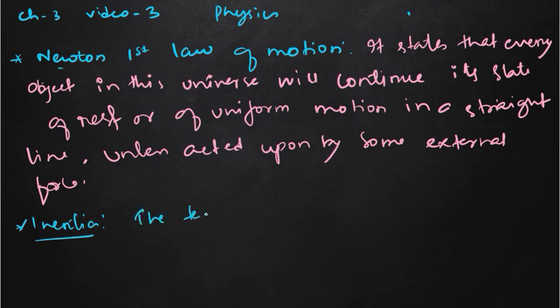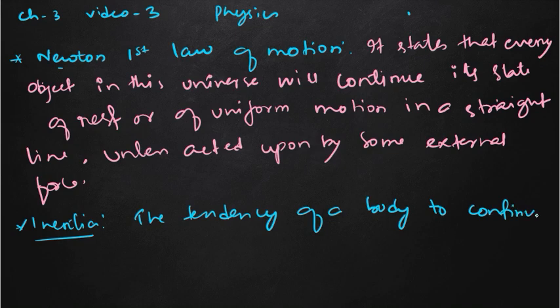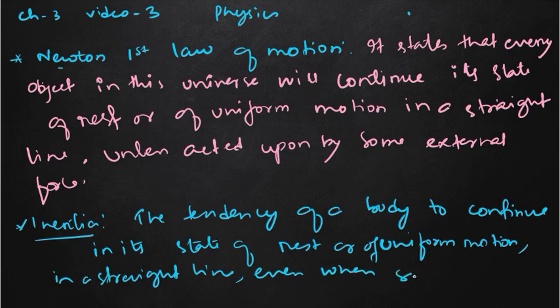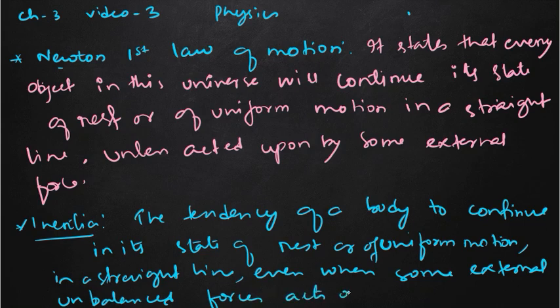So if you define inertia, it is the tendency of a body to continue in its state of rest or of uniform motion in a straight line even when some external unbalanced force acts on it. This is called inertia. Clear?